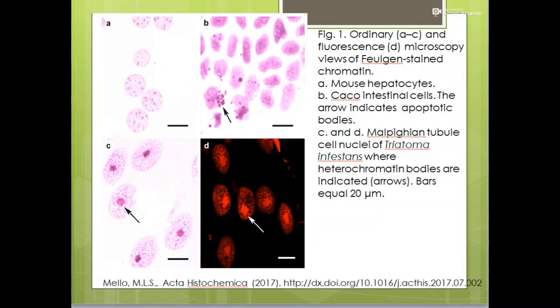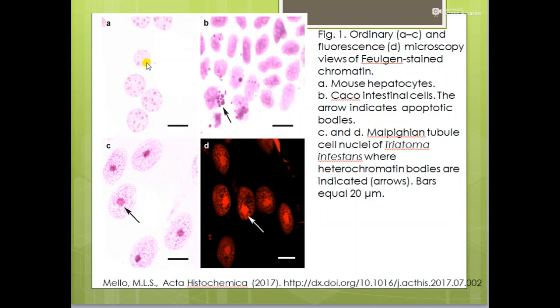Now in this slide, you can explore DNA being stained in different types of cells. The three photos A, B and C mainly refer to ordinary microscopic views of Feulgen stained chromatin, and D is a fluorescence microscopic image of another sample. It's a Malpighian tubule of Triatoma infestans. And now you can see in A is a mouse hepatocyte.